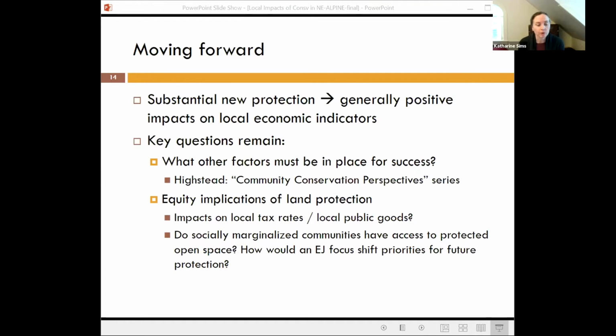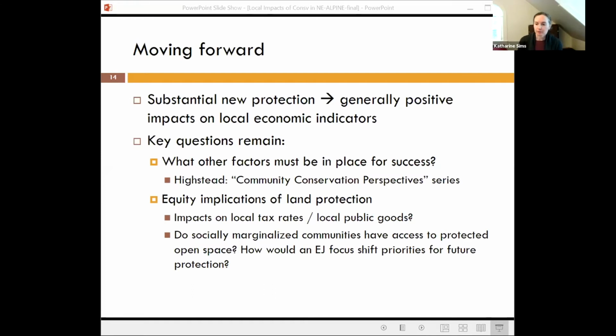much more now on what are the equity implications of land protection in the region and what might that mean for future opportunities. As we presented this work, the most frequent comment that we got was, well, what does this mean for local tax rates? If land gets protected instead of developed, does the town then lose tax revenue that must be made up for by charging other landowners more? What about local public goods and spending on schools and other things that are important locally? So we've been working to try to put together a time series of municipal tax rates from New England towns and cities in order to study that question.